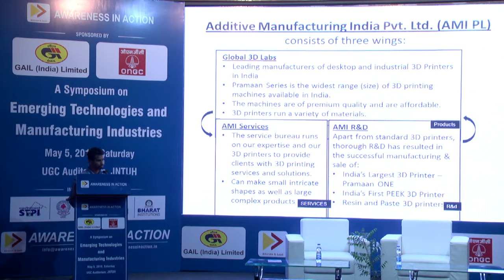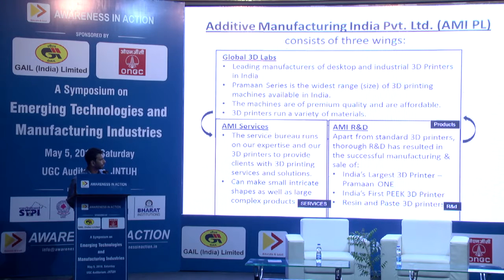So we have 3 different wings. First will be the Global 3D Labs, where we manufacture customized 3D printers. We have different range printers, and we are the pioneers in some range of printers, like the biggest 3D printer in India, that was 1 meter cube, which was already in market, and we supplied it to 2 of the biggest clients. And then we have AMI Services, which is a separate wing under Global 3D Labs, where we take up services and we deliver orders to different clients.